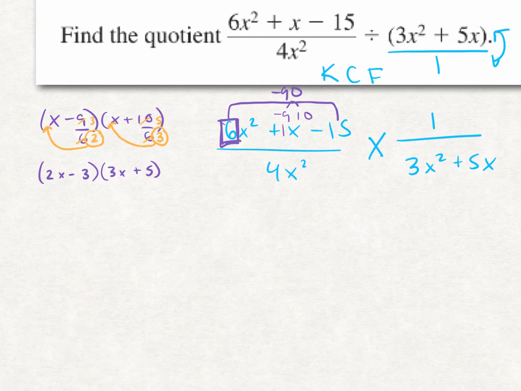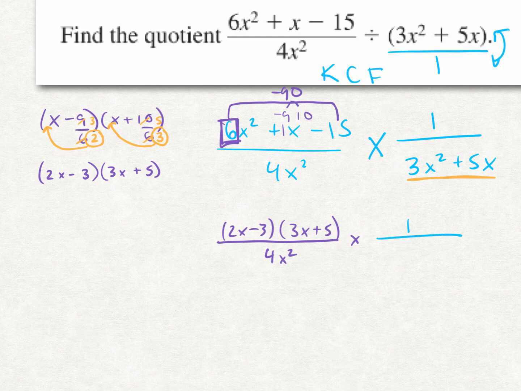So that's what we get when we factor. I'm going to write that on top here. 2x minus 3 times 3x plus 5. Can I do anything with the 4x squared? Nope, we're just going to leave it there. Times, can I factor the denominator on the right side now? How? I can take out an x. So I'm going to change this to be 1 over, take out an x, and what am I left with? 3x plus 5.